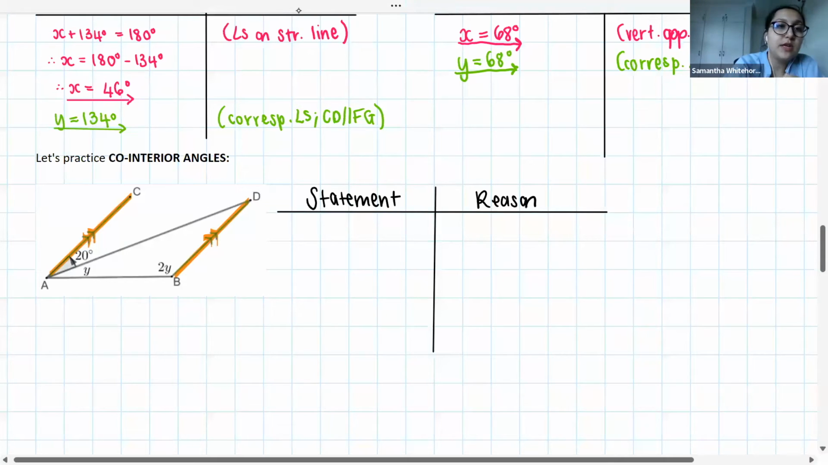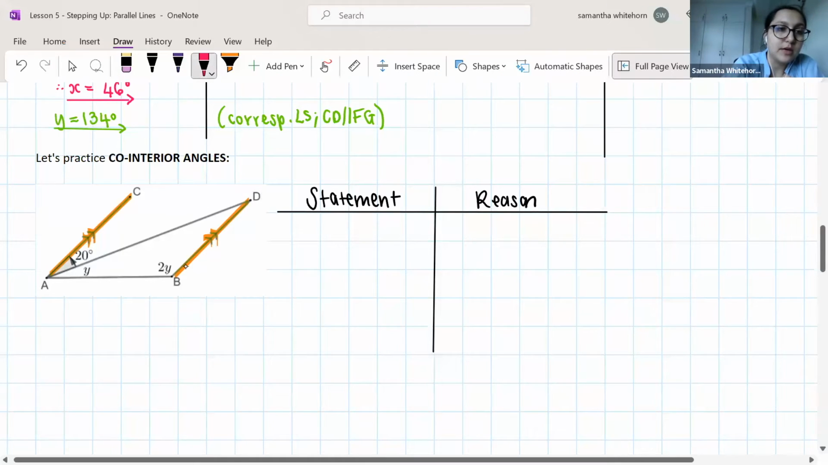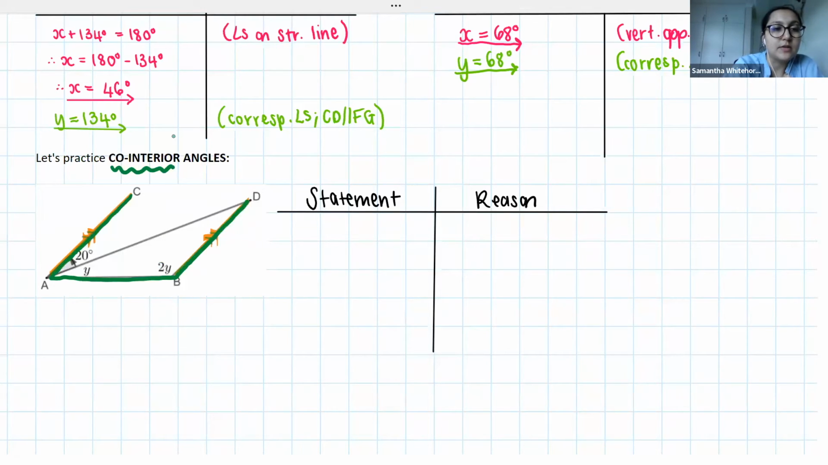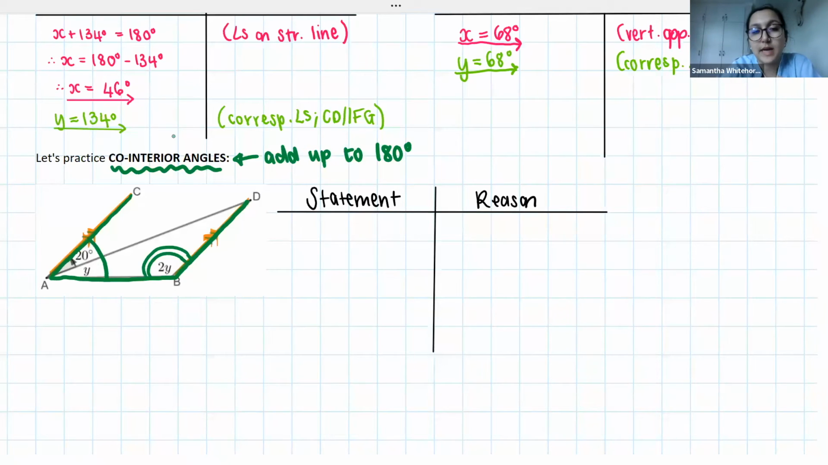All right, so if we are working with a U shape, let's just get a bit of color going on here. If we're working with the U shape, so there it is, we know that we're working with co-interior angles. Now guys, very importantly, co-interior angles aren't equal, but they do add up to 180 degrees. So co-interior angles are a bit different to corresponding and alternate. They add up to 180. So what that means is that the 20 and the Y plus the 2Y must give me 180 degrees. When I add them up, I must get 180.